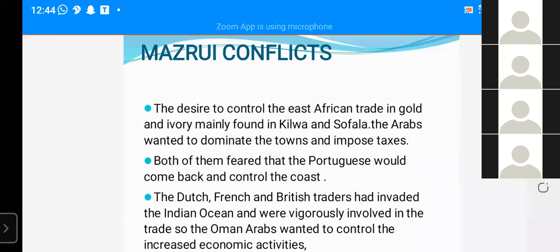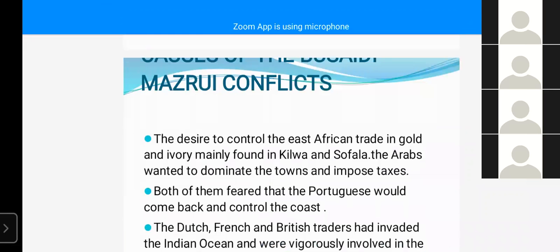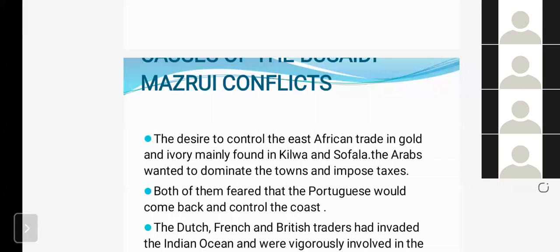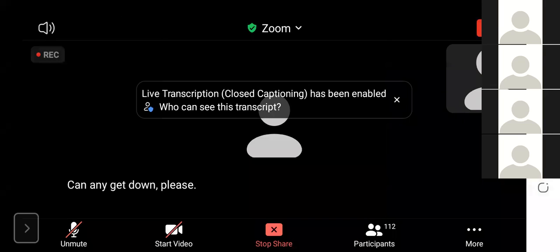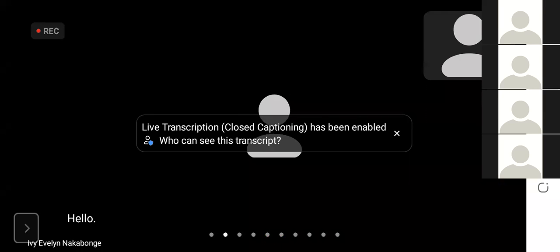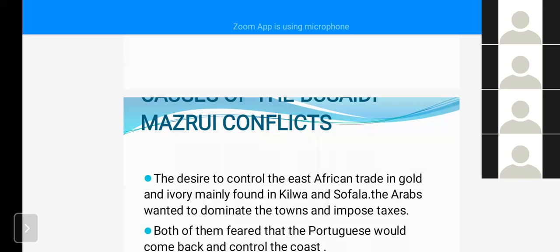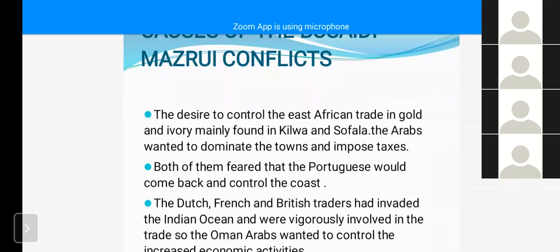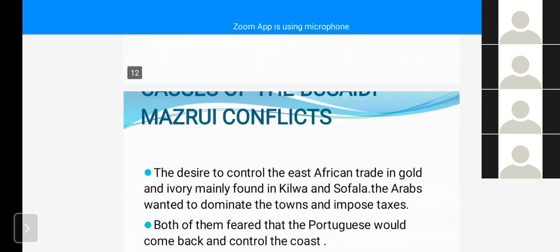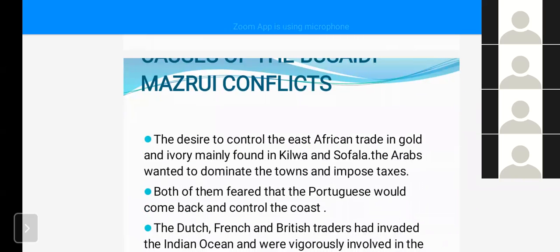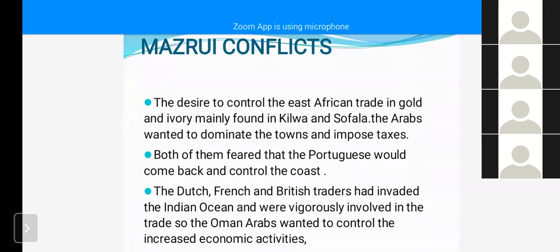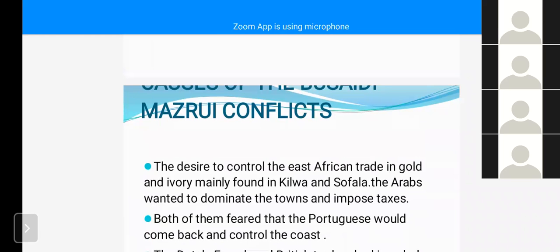Can we get down, please? Hello. The screen is up and down, up and down, and I'd want to follow the screen myself when I'm explaining. Are you seeing it, Michael? Let me just have it when it is settled. Okay. Now, after the introduction, you're going to the causes of the Busaidi-Mazrui conflicts. Are you seeing it then? Yes, I'm seeing the causes. Yes, there was an opening statement of the Busaidi-Mazrui conflicts. Now here are the causes. Okay. Yes, sir.